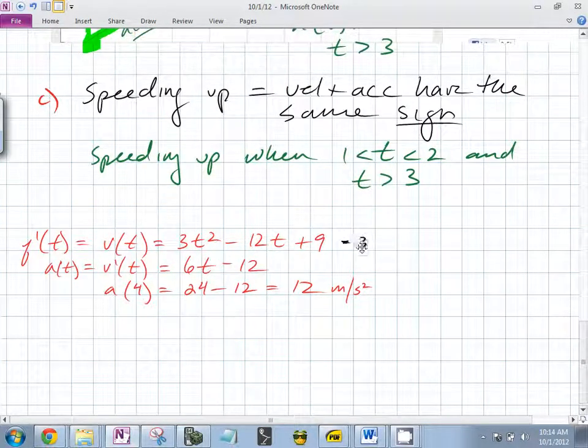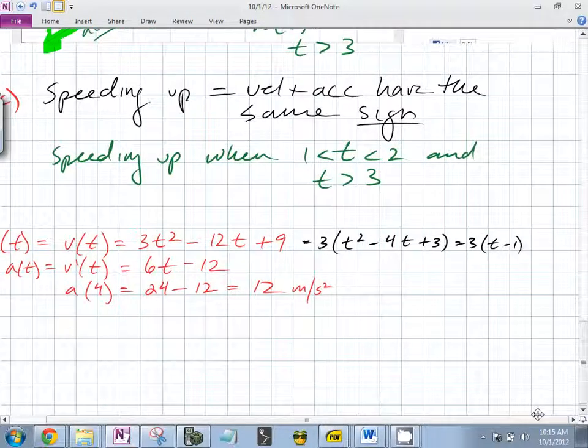Let's factor this. 3 times what? Yeah. So this is 4t plus what? So what does that factor into? 3 times what? T minus what? 1, and you said the other one? T minus 3. And what does this one factor into? 3 times 6. Yeah, good job. 6 times what? T minus 2.